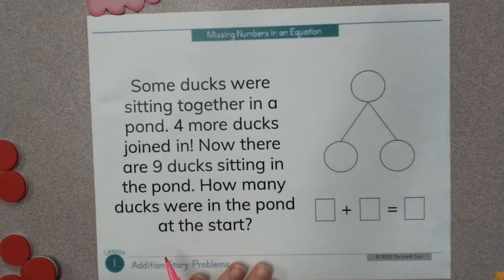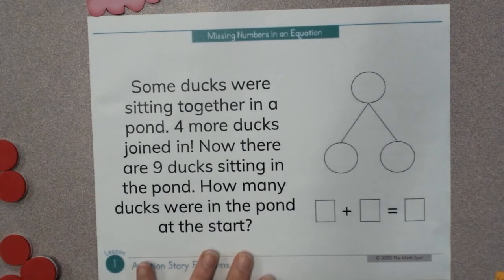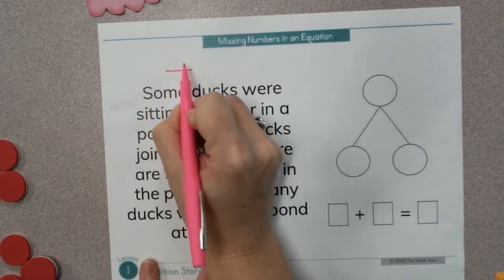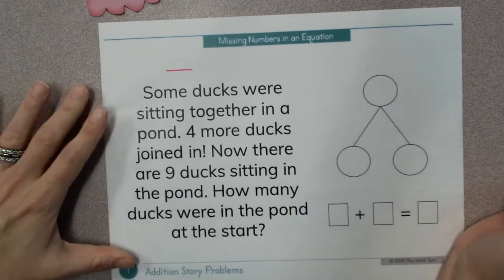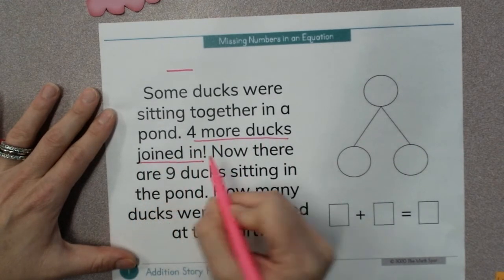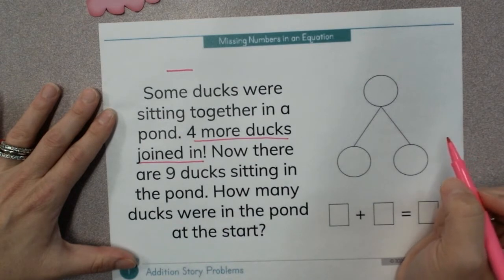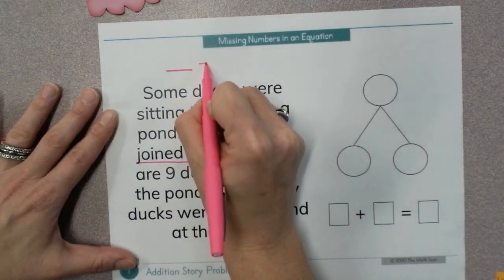Oh, that seems tricky. It's okay. We keep on trying. So we're going to read it again. Some ducks were sitting together in a pond. Do I know how many ducks were in the pond? Nope. So I'm just going to put a little line. 4 more ducks joined in. So if I have 4 more ducks that are joining in, what's going to happen to the amount of ducks that I have in the pond? Is it going to get bigger or smaller? It's going to get bigger. So if it gets bigger, okay, then we add.